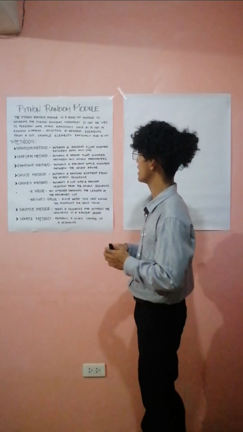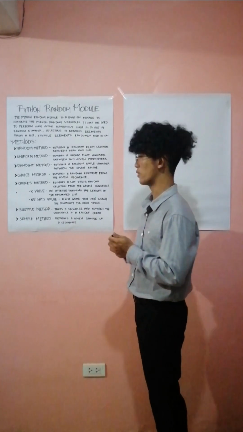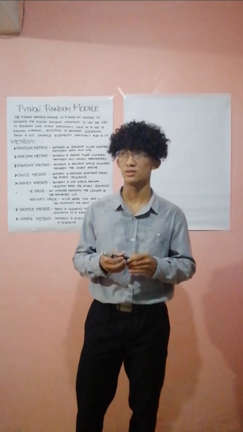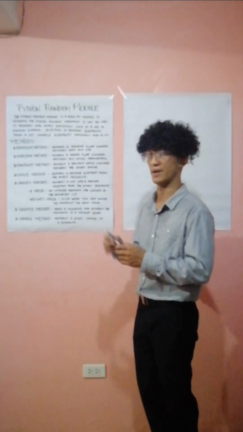A random method is a method that returns a random float number between 0 and 1. So, with the random method, the system will generate a random number from 0 to 1. In short, if you use the random method, the computer will generate a number from 0 to 1. It is a float number, which means it is a decimal number. So, how can we use or how do we declare the random method?